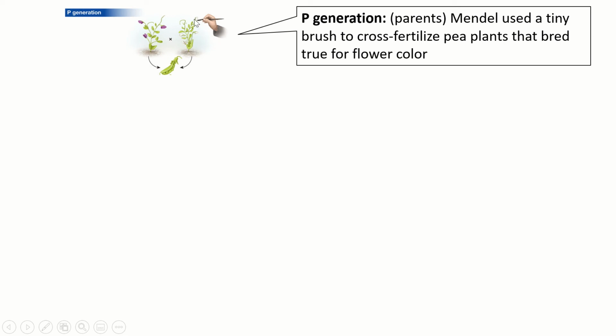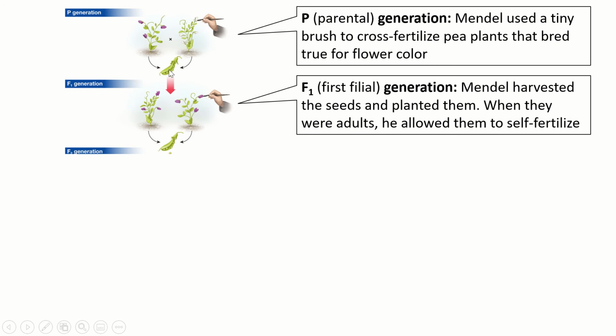And so he took a tiny little brush and he took the pollen from one plant's flowers and put it on another plant's flowers, on the female part of the other plant. And then he raised the offspring, the peas from that generation. So the first generation is called the P or parental generation. The next generation is called the F1 generation or first filial.